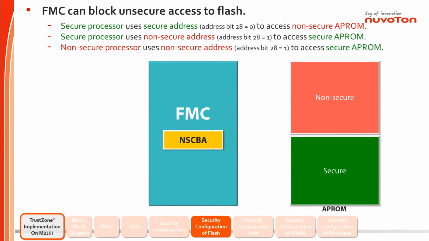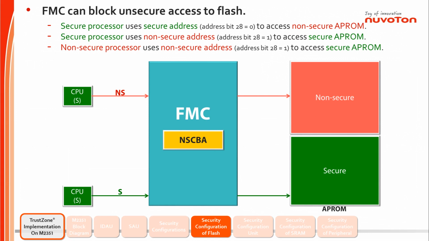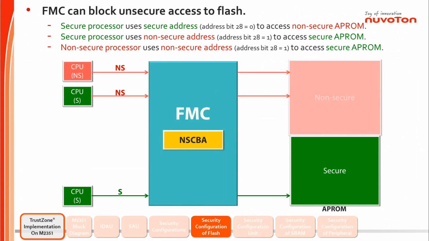Suppose that AP-ROM is divided into secure and non-secure regions. A processor in secure state can access the secure AP-ROM through a secure address, and access non-secure AP-ROM through non-secure address. A processor in non-secure state can only use a non-secure address to access non-secure AP-ROM. The other accesses are unsecure and will be blocked by FMC.